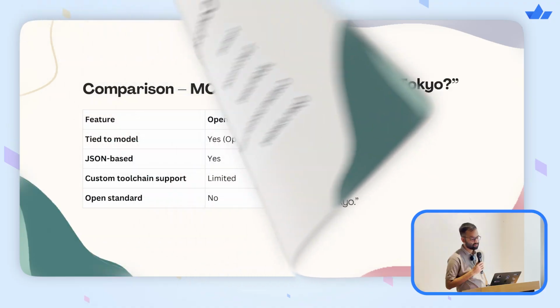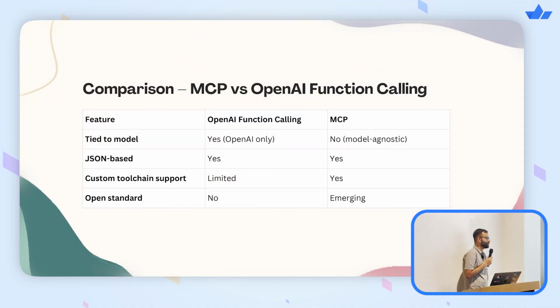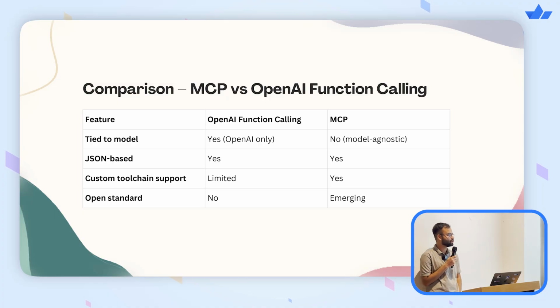All right. So what is the difference? Like I said, MCP was created because LLMs are kind of restricting in terms of what they can do currently. I've created this table to show you a high level overview of that. For example, tied to a model: if you're using OpenAI function calling, then yes, it is, but it is limited to OpenAI only. But in the MCP case, it doesn't need to be any specific model. You can use any model, so it is not tied to any model.